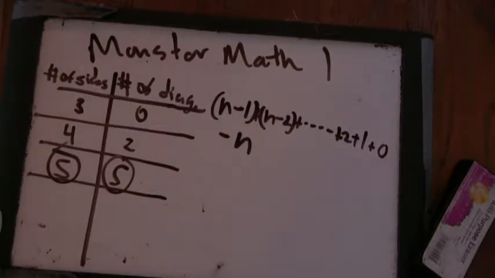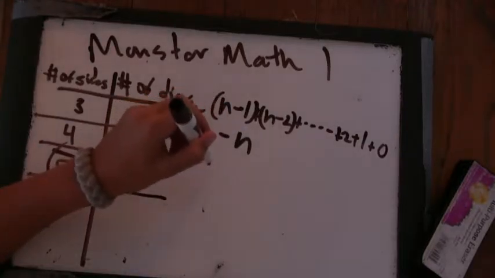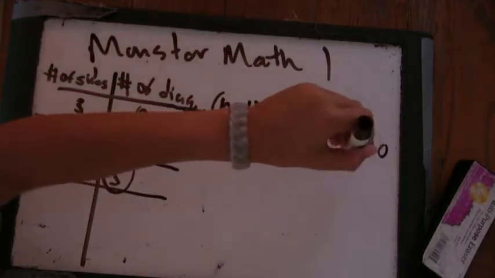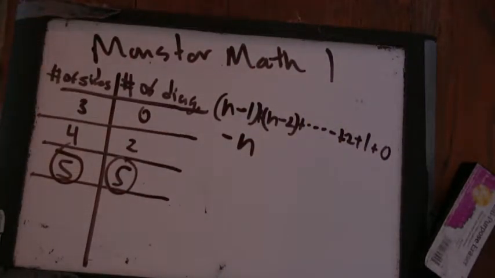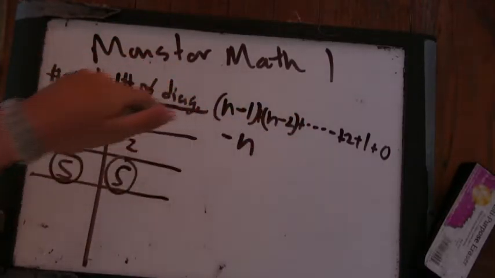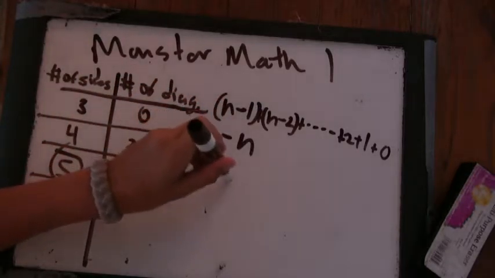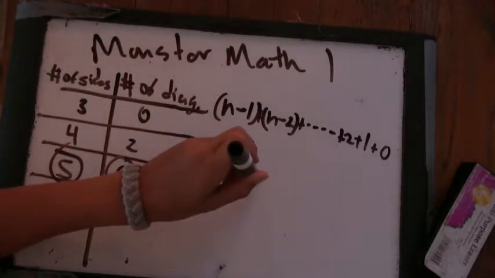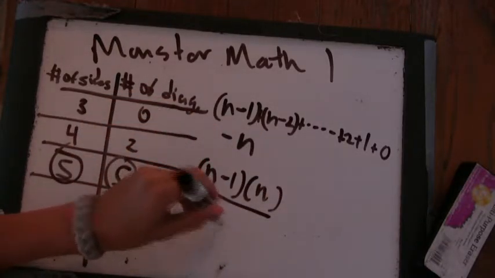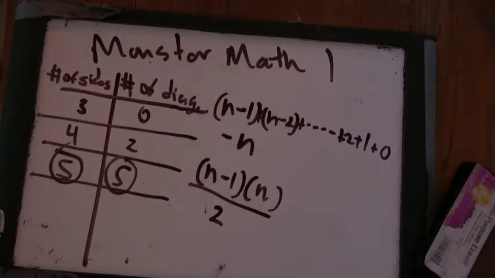Well, it's n. There's n terms here. And then you can write this whole thing backward, and you get n minus 1 times n, and the sum will be double it, so the sum is n minus 1 times n over 2, minus n. All right.